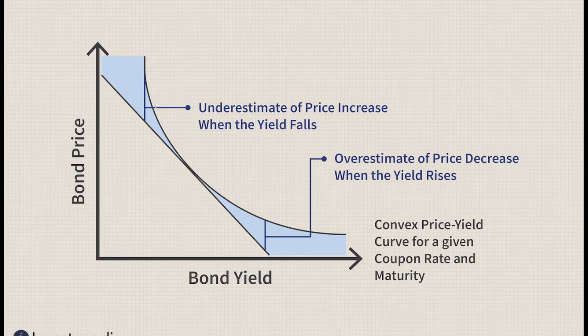We have the convex curve, see? So this one is the curve that retraces the evolution of the bond's price following an evolution of the bond yield. So we can clearly see here the inverse relationship between the yield and the price. Every time the yield is going up, see, the price is going down.